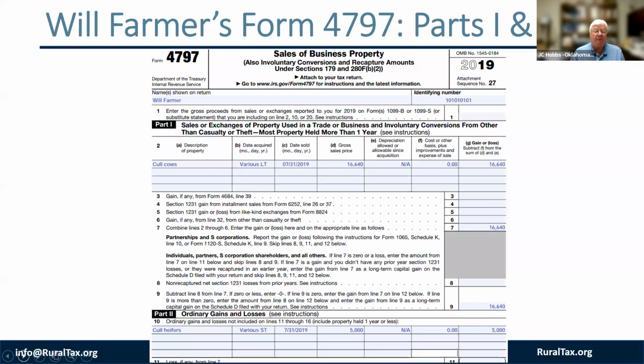Then we go down to part 2. These are cull heifers. For breeding beef animals, that's held 24 months or less. If it's other breeding animals such as goats or sheep, 1 year. So if they're held 1 year or less, then they fall in part 2. Goats held 12 months or more fall into part 1, line 2. So those 2 adjustments, the 5,000 and the 16,640, will then be used in the application. Now remember, these are the benchmark year numbers.